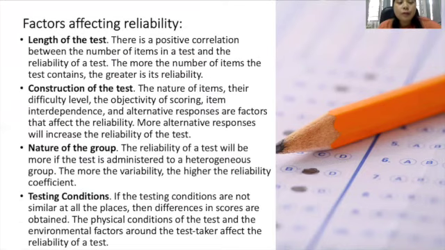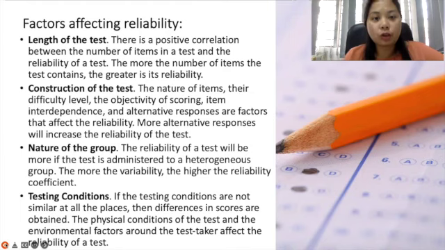Now, I have here factors affecting reliability. First is length of test. There is a positive correlation between the number of items in a test and the reliability of a test. The more the number of items the test contains, the greater is its reliability. Second is construction of the test, the nature of items, their difficulty level, the objectivity of scoring, item interdependence, and alternative responses are factors that affect reliability. So more alternative responses will increase the reliability of the test. Why? Because it will lessen the chance of guessing the correct answer.